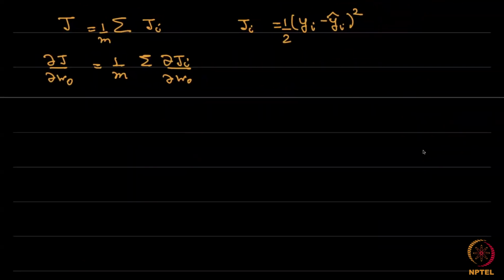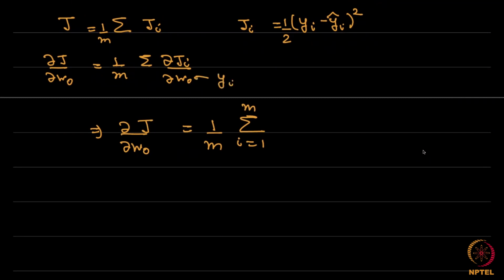Once we do this, we basically get del J del w0 is 1 over m, sigma i equal to 1 to m, of y hat_i minus y_i, which we just saw. Okay, so this we will keep as equation 3.